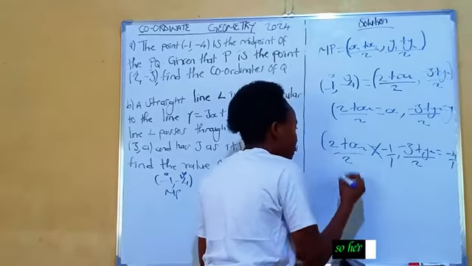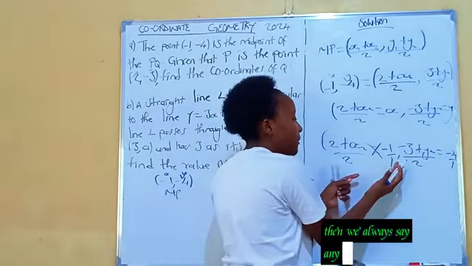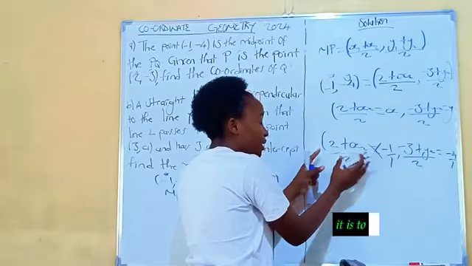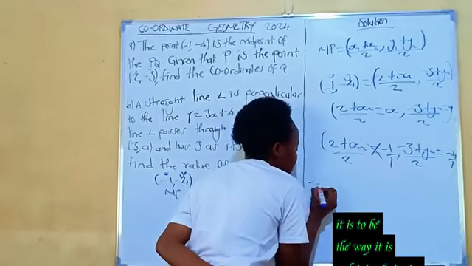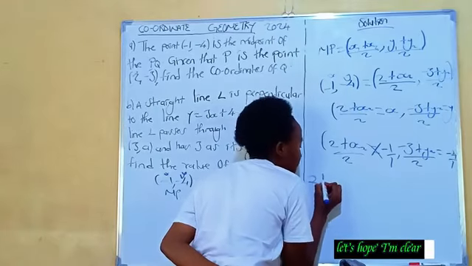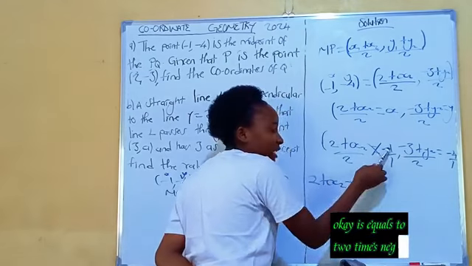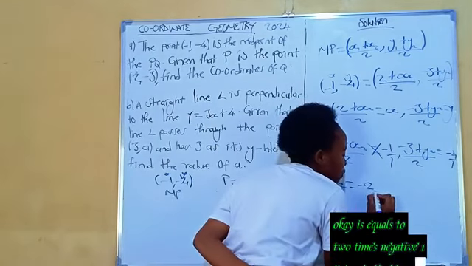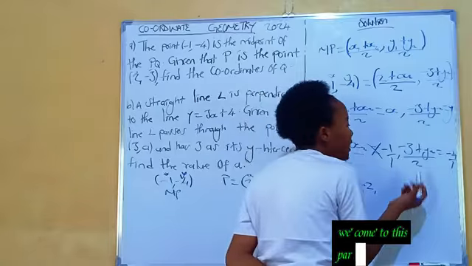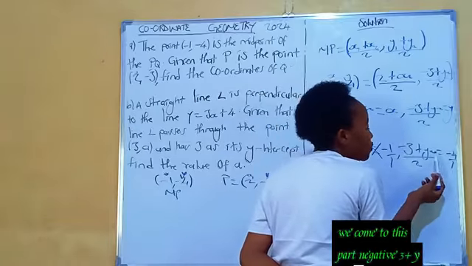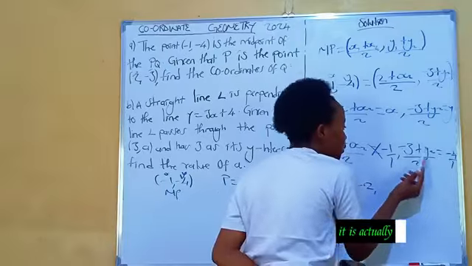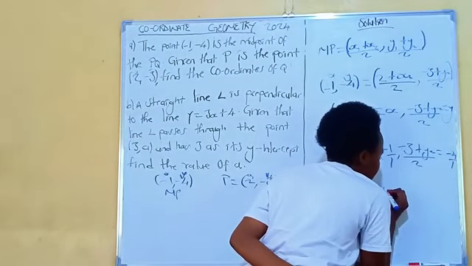So here we multiply them. We always say any number you multiply with 1, it will still be the way it is. So here we are going to indicate 2 plus x2, is equal to 2 times -1, it is -2, comma. We come to this part: -3 plus y2 times 1, it is actually going to be the way it is.